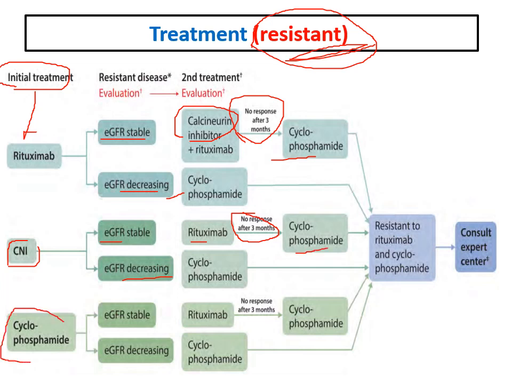If I am using cyclophosphamide from the start and there is resistance, if the GFR is stable, I can use rituximab. If it is decreasing, I should continue using cyclophosphamide. And if there is no response after 3 months, I can use cyclophosphamide. If there is no response or there is resistance after using rituximab and cyclophosphamide, then I should refer to expert centers to use some of the trial options for these patients.